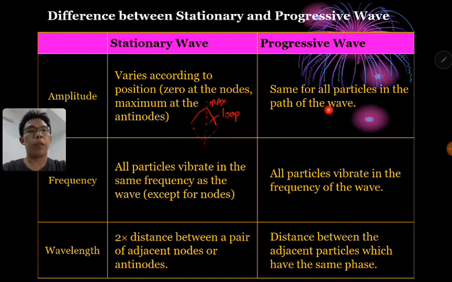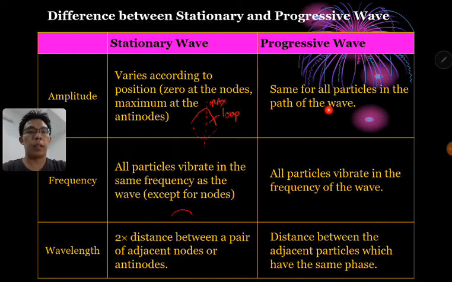Frequency, basically this will be the same thing. They vibrate at the same frequency as the waves, except for the nodes because they are not moving, right? So wavelength, this will be the distance between a pair of adjacent nodes or antinodes.